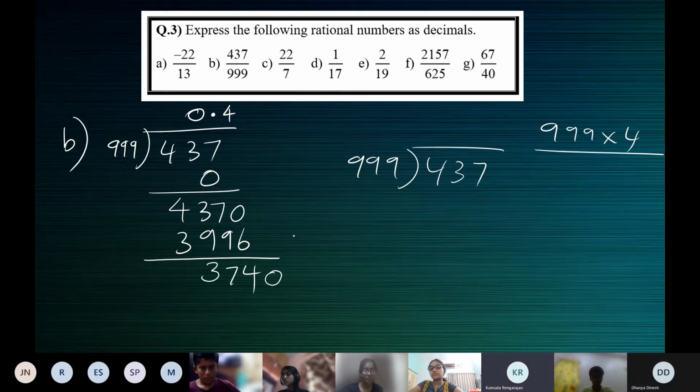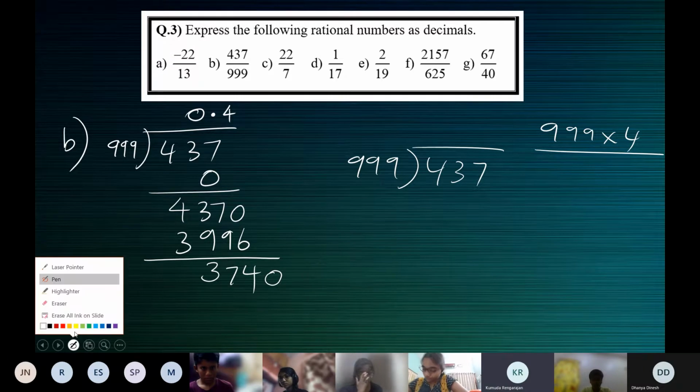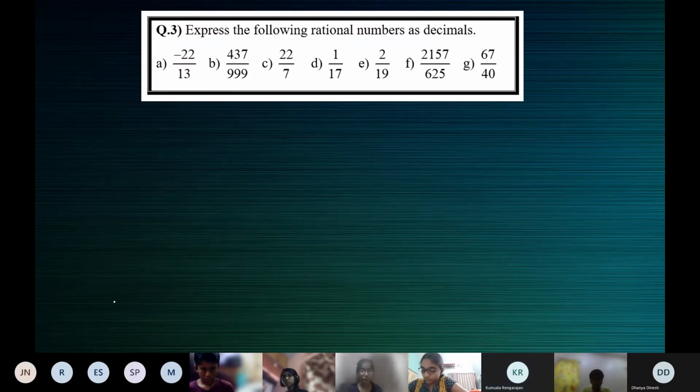Don't add a zero here to take an extra zero here. That division is correct, but don't do it here. Don't do that. If 999 into 1 is not possible, then write 999 into 0, 0, and get the remainder. Add a 0 in the next stage and continue like that. Okay, children, this is what you're expected to do. Please do this. We'll see the answers in the next class.